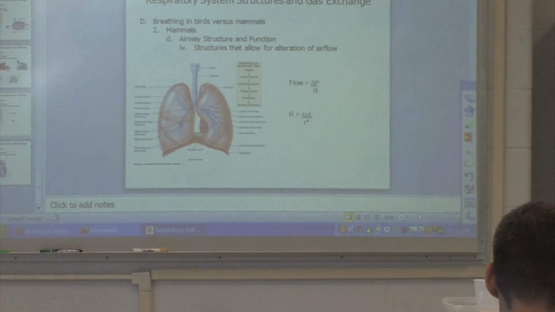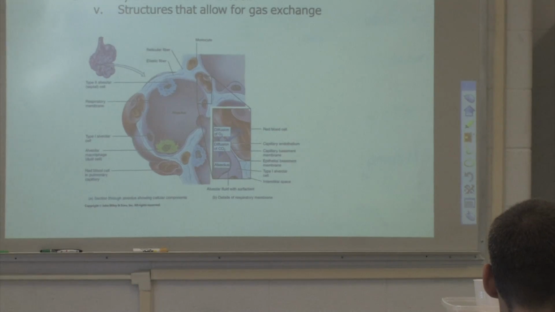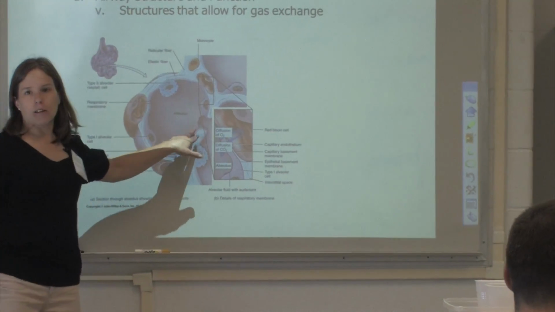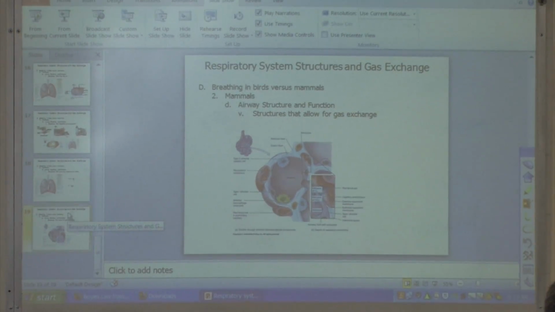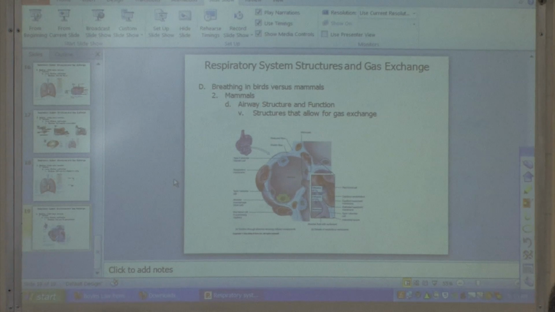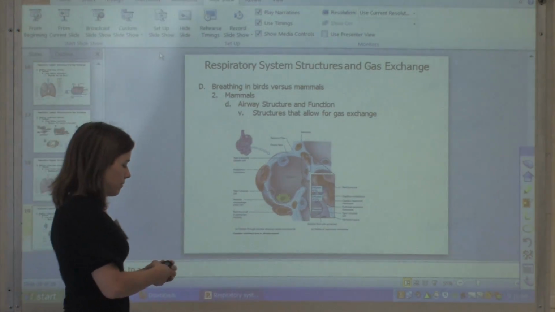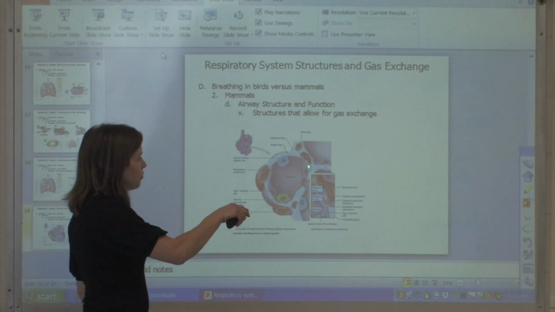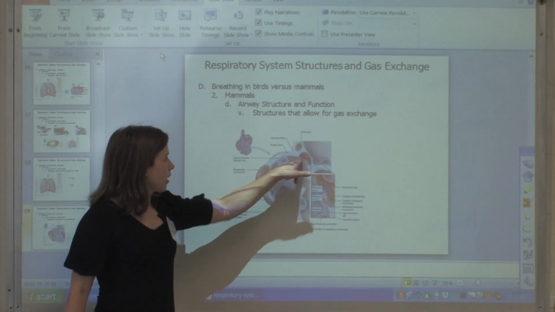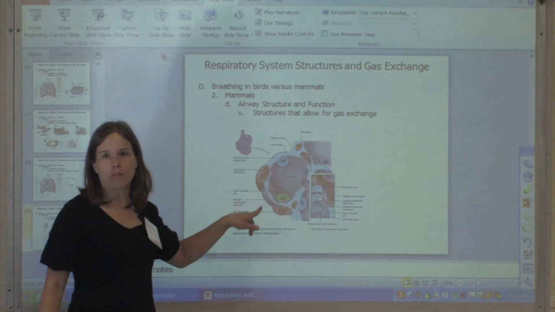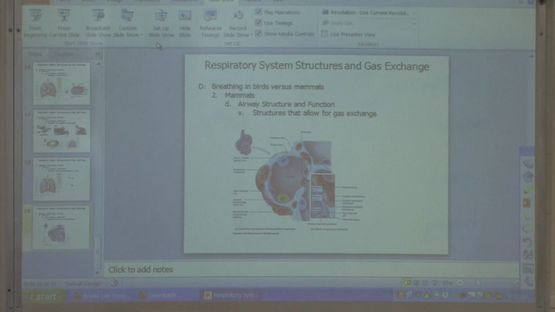Okay. Finally, the structure that allows for gas exchange is the alveolus. The alveolus is this cup-shaped pouch here. Notice how it is in very close proximity to a number of capillaries, pulmonary capillaries, and there are lots of alveoli in the lungs.